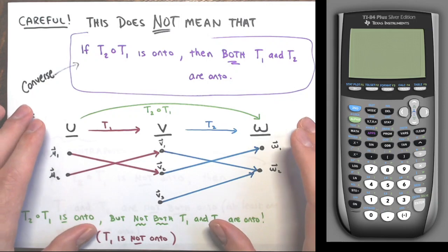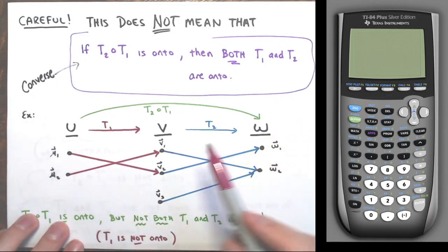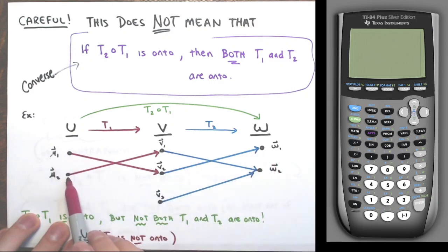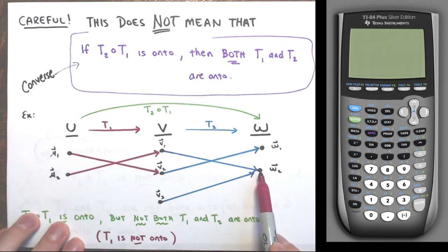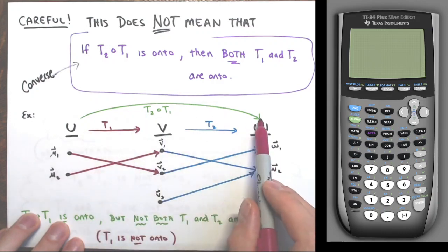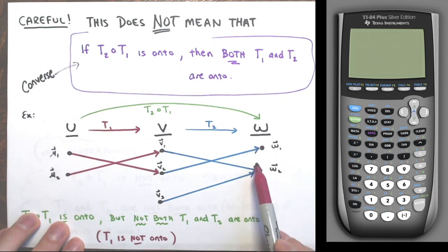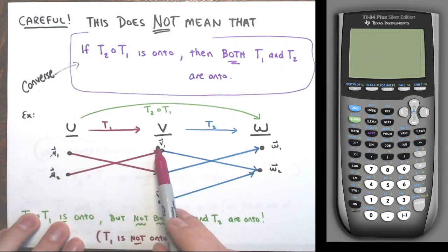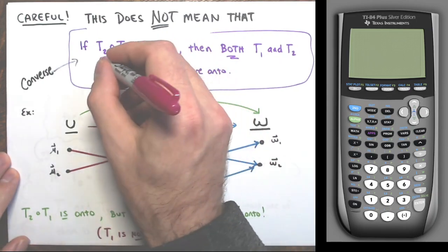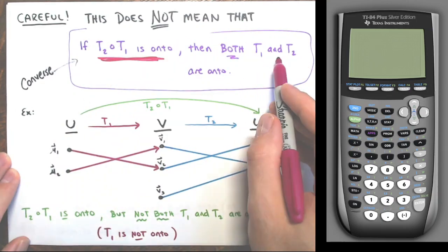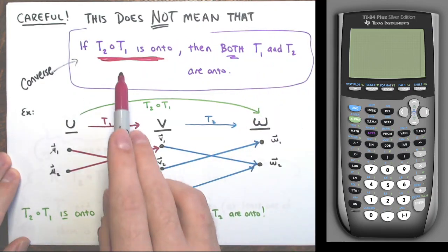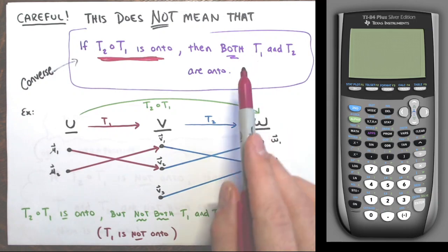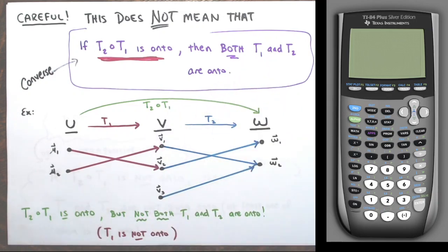This composition is onto. Look, see how U1 goes to W1 in the composition, and U2 goes to W2 in the composition. So the range of the composite function is all of W. Everything in W, both of these vectors, all the vectors in W are mapped to under the composition. So the hypothesis is true, but is the conclusion true? Here I have a composition that's onto. But does that mean that the functions that made them are both onto as well?